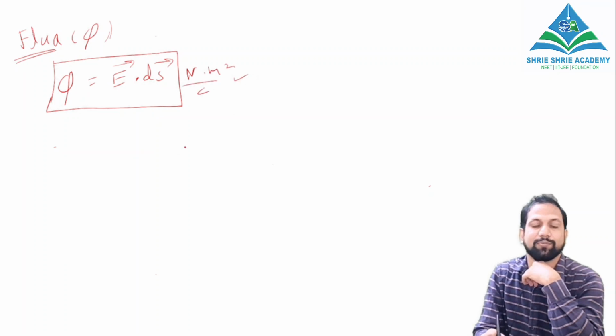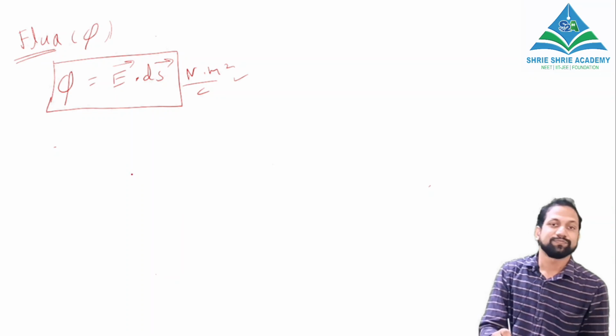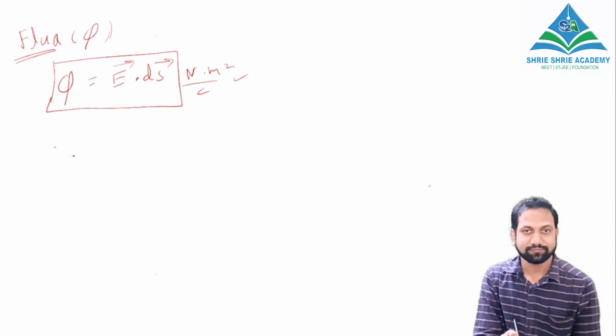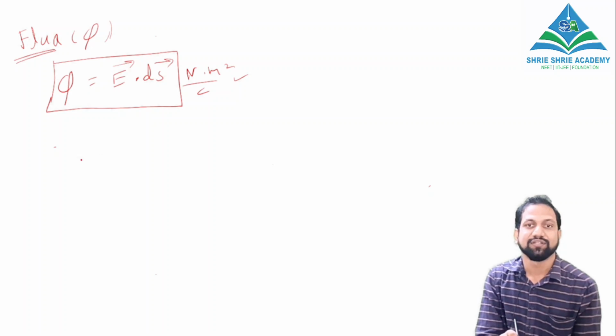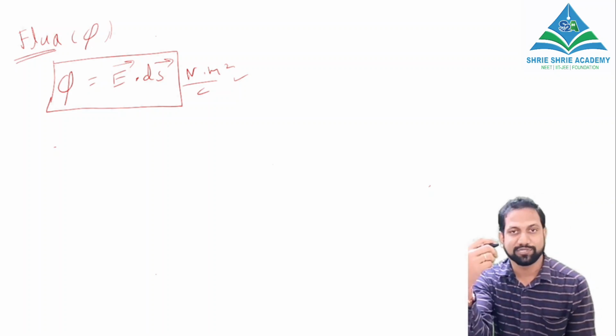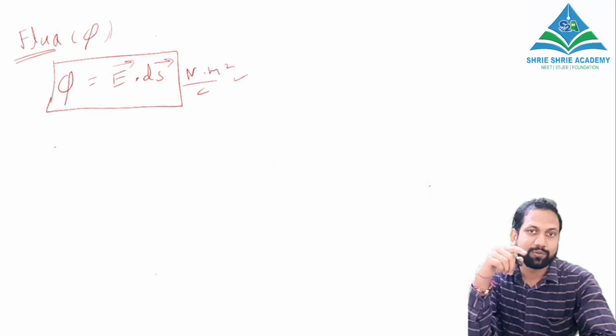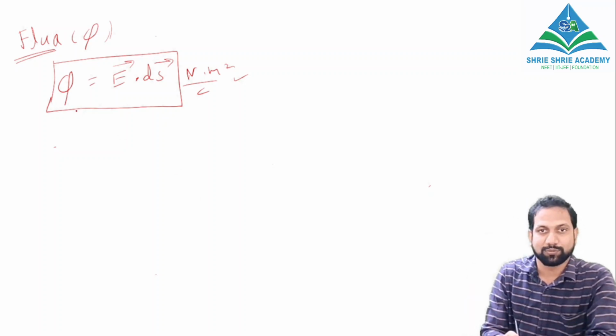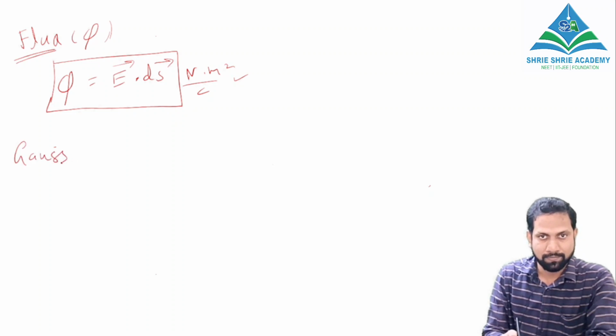Okay, you have to remember the formulas for this. For the three symmetries, for a line, for a surface, and also for point symmetry, I mean spherical symmetry, you have to remember the flux formulas. Based on the flux, based on this formula, Gauss law of electrostatics comes.